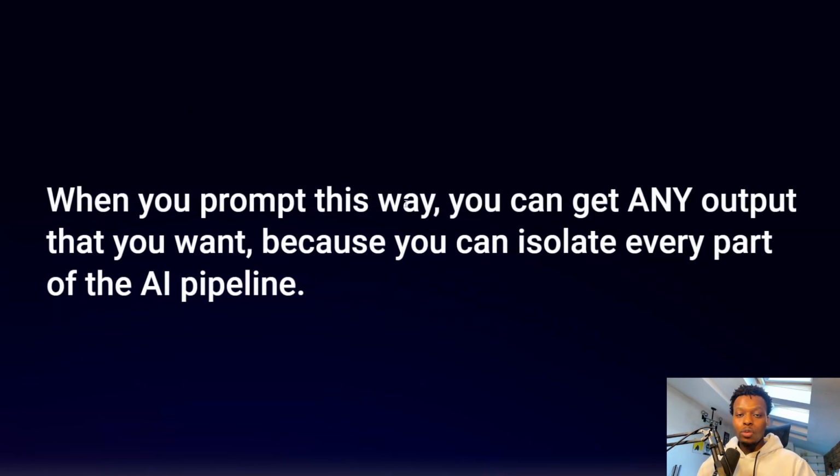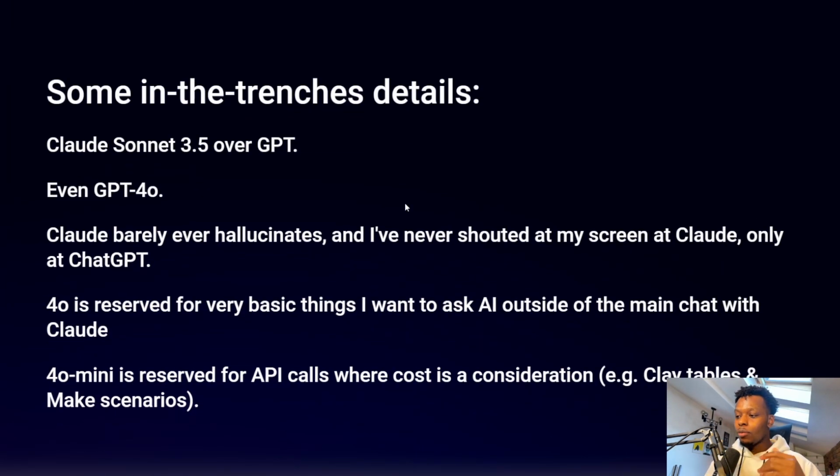When you prompt in this way, you can get any output that you want, because you can isolate every single part of the AI pipeline. You can isolate every single part of the problem, and once step 14 of 19, which is the hardest part of the problem, is solved, you can move on to step 15, and step 15 might be easy enough all the way through to 19, and now you have a solution, and bang, there you go. So that kind of breaks down all 4 of those steps.